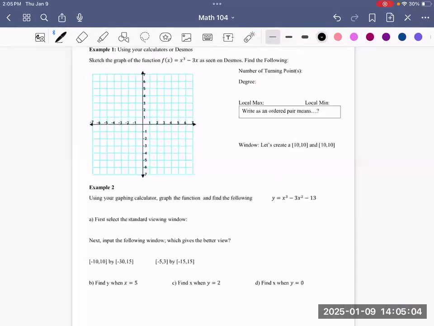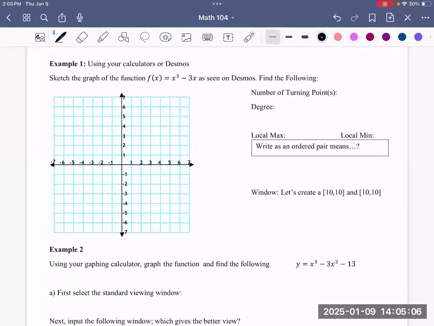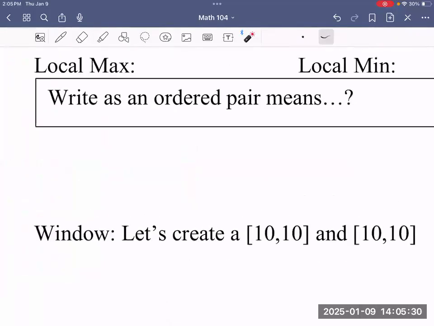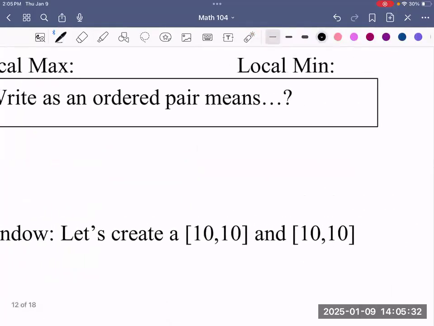So now let's have you try example 1 on your own. Can you sketch the graph on Desmos first, and then perhaps transfer it here? The function f of x is equal to x cubed minus 3x, as seen on Desmos, and then answer the following. How many turns do you have? What degree do you have? Are there any local maxes and mins? And can you write it as an ordered pair? What does it mean by writing it as an ordered pair? Well, this is looking for a full coordinate, so your answer should be structured as this.